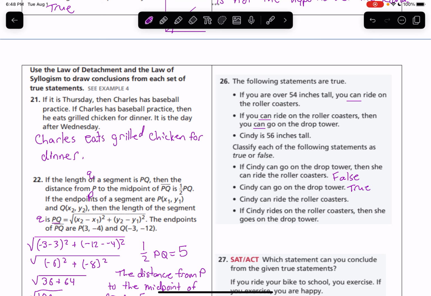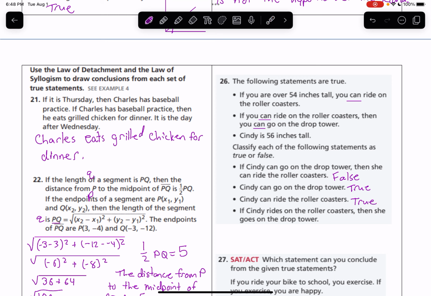Cindy can go on the drop tower. Then Cindy can ride the roller coaster as well. Cindy is 56 inches tall. We can use the law of detachment to say, since we have this information, we know the conclusion here is true. So this is also true.